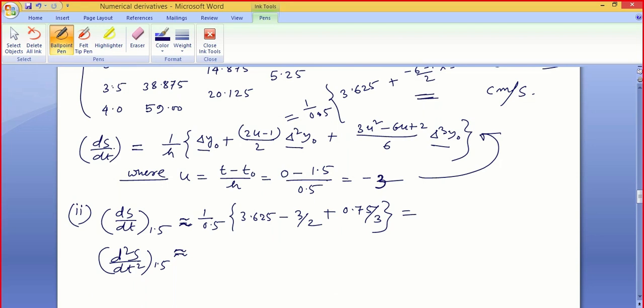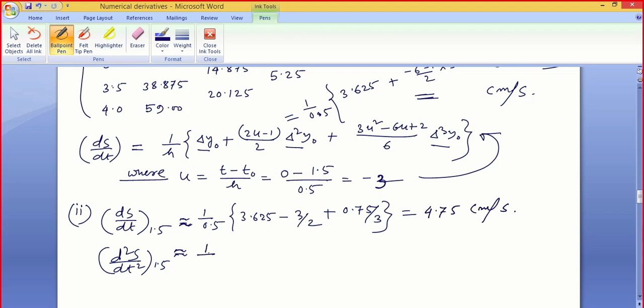Okay, tell me the velocity at 1.5. 4.75. 4.75 centimeter per second.